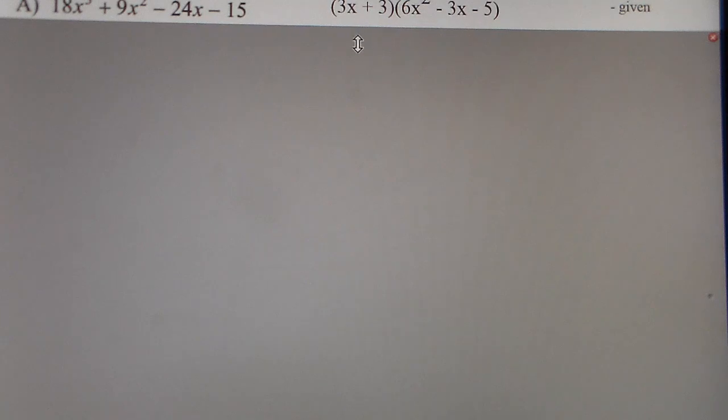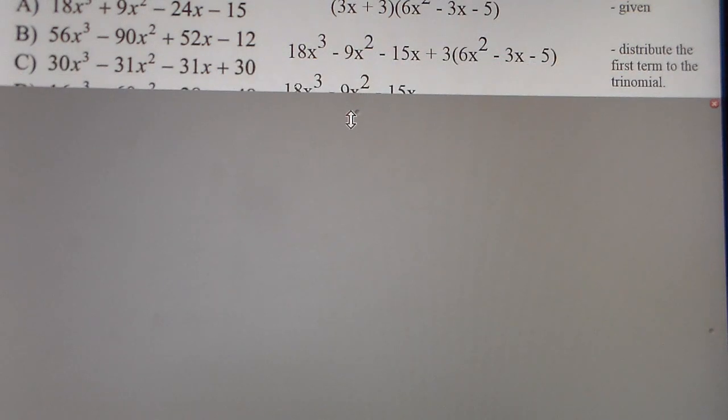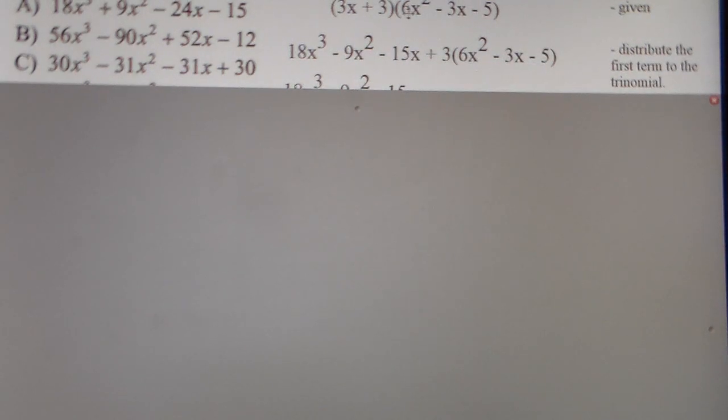Next up is problem number 16. We have a binomial times a trinomial. 3x plus 3 times 6x squared minus 3x minus 5. What we first got to do is distribute. So 3x times 6x squared, well 3 times 6 gets you 18. X times x squared gets you x to the third. So 3x times 6x squared gets you 18x to the third. 3x times negative 3x gets you negative 9x squared, because 3 times negative 3 gets you negative 9. X times x gets you x squared. 3x times negative 5 gets you negative 15x. I'm going to carry down the rest of this down below.